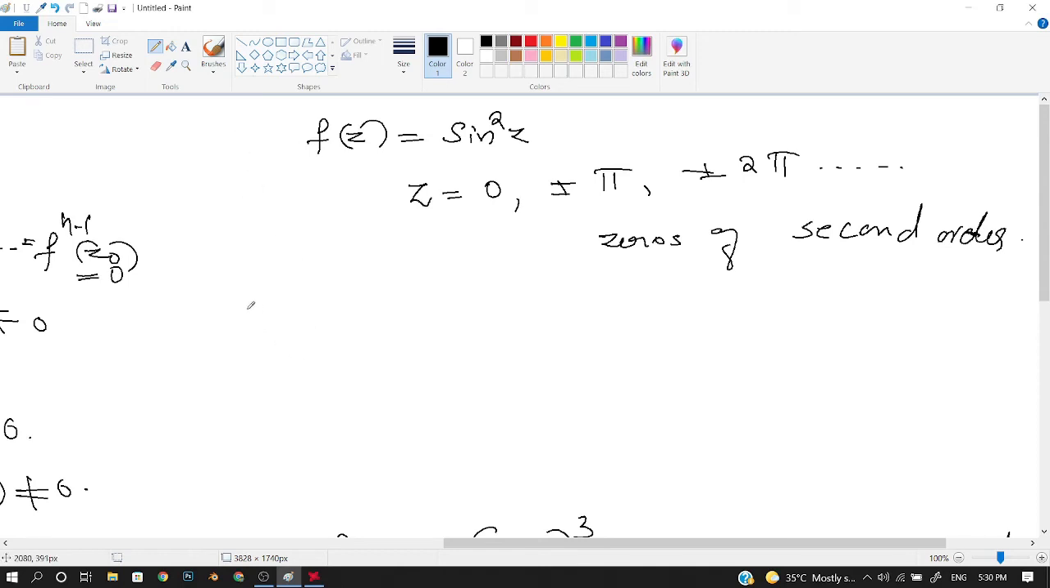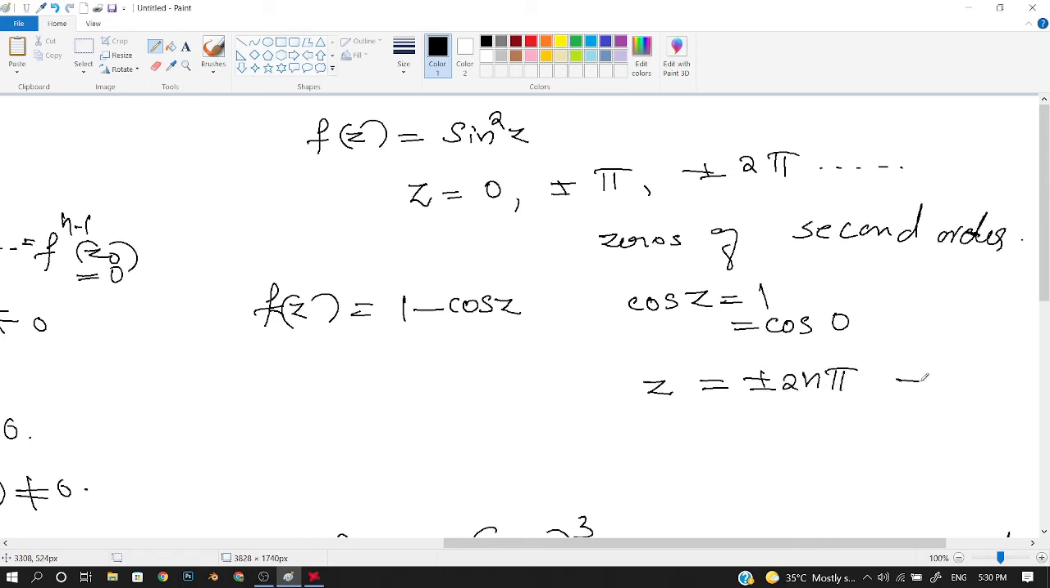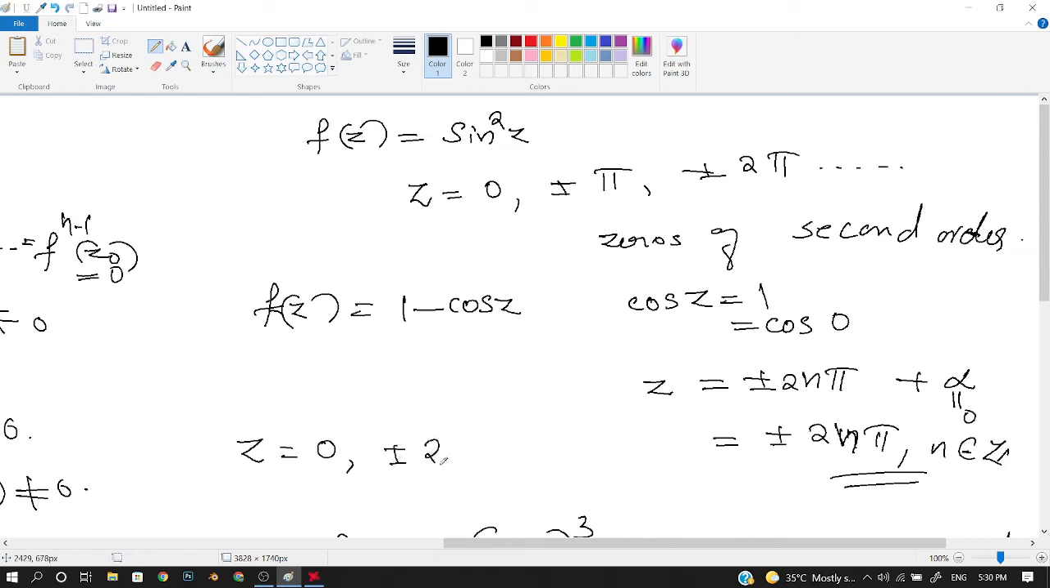Next we can consider another example. f of z is equal to 1 minus cos z. Now zeros are given by f of z equal to 0. That means 1 minus cos z equal to 0, that means cos z is equal to 1, that means cos z equal to cos 0. So z equal to plus or minus 2n pi plus alpha. Here the value of alpha is 0, so plus or minus 2n pi only, where n belongs to Z. So the possible values of z here are 0, plus or minus 2 pi, plus or minus 4 pi, etc.